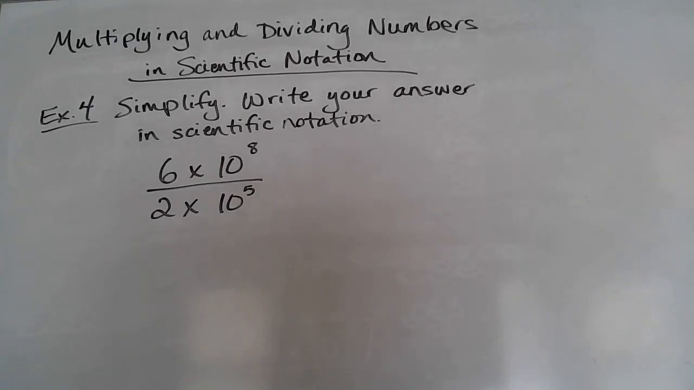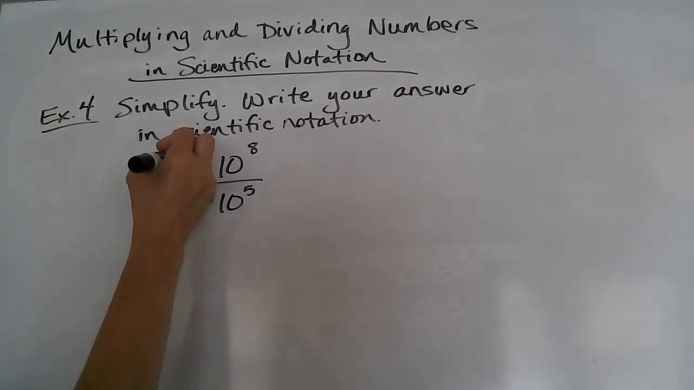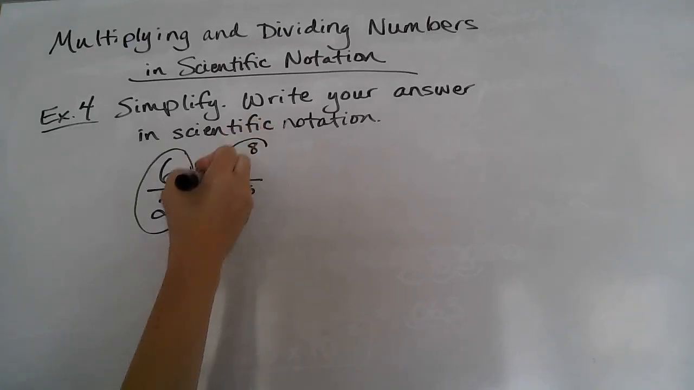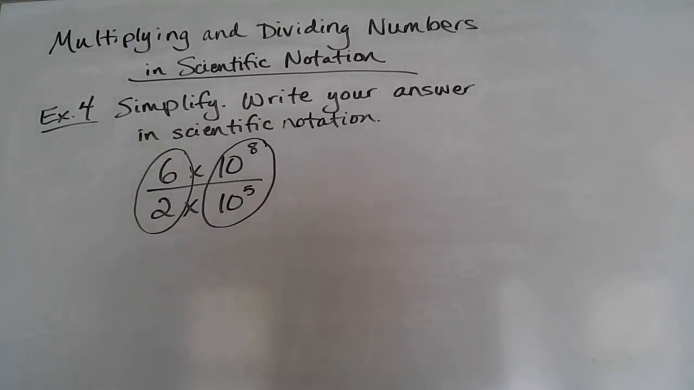All right, so we've had 3 examples involving multiplication of some sort. Now let's talk about division. We have 6 times 10 to the 8th power being divided by 2 times 10 to the 5th power. You can break this into pieces and focus just on your regular numbers and focus separately on your powers of 10, kind of like we did with the multiplication. We took care of the regular number, we took care of the powers of 10.